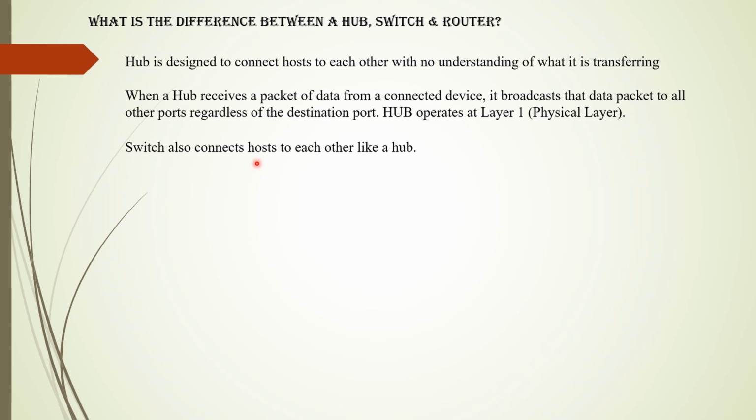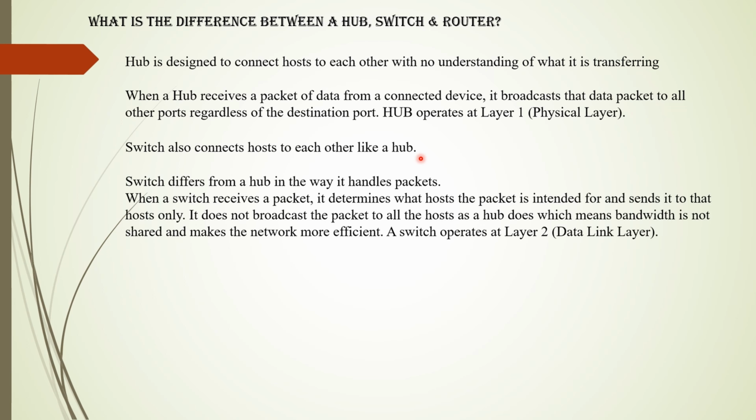A switch also connects hosts to each other like a hub, but it differs from a hub in the way it handles packets. When a switch receives a packet, it determines what host the packet is intended for and sends it to that host only. It does not broadcast the packet to all the hosts as a hub does, which means bandwidth is not shared and makes the network more efficient. A switch operates at layer 2, the data link layer.